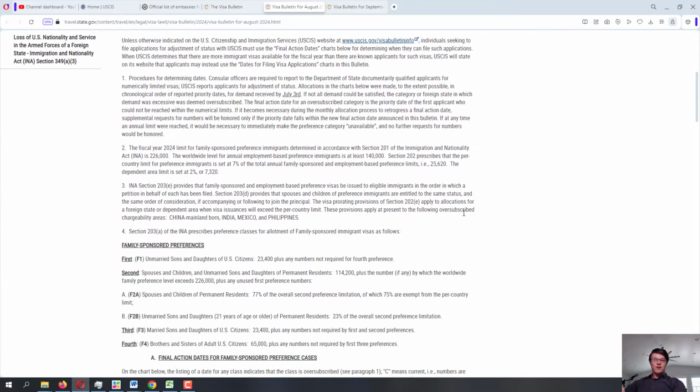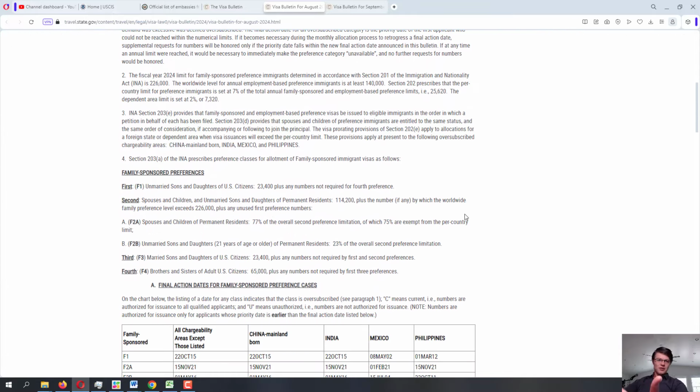So there are four family preference categories: F1, F2, which has two subcategories, F2A and F2B, F3, and F4. Depending on the relationship, you will be in one of the four family preference categories. F1 is for unmarried sons and daughters over 21 of US citizens. The second, F2A, is spouses and children of permanent residents, children obviously under 21. F2B is unmarried sons and daughters over 21. F3 is married sons and daughters of US citizens, and F4 is brothers and sisters of adult US citizens.